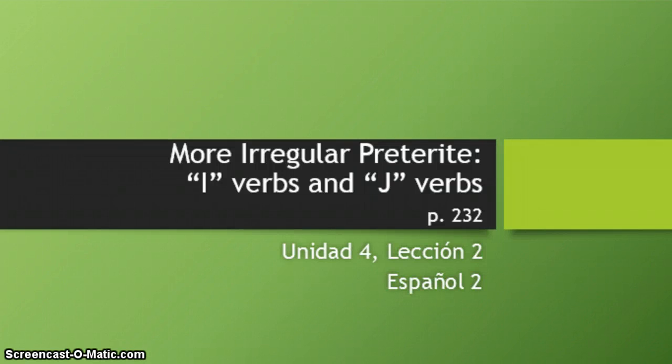Hola chicos! In this video we're going to cover even more irregular preterite. We've studied various categories of irregular preterite, and today we will cover two more. I-verbs, we've seen a little bit of this, but we'll focus in on some additional I-verbs, and we're also going to learn a brand new category known as J-verbs. Toda la información está en el libro, página 232, unidad 4, lección 2.